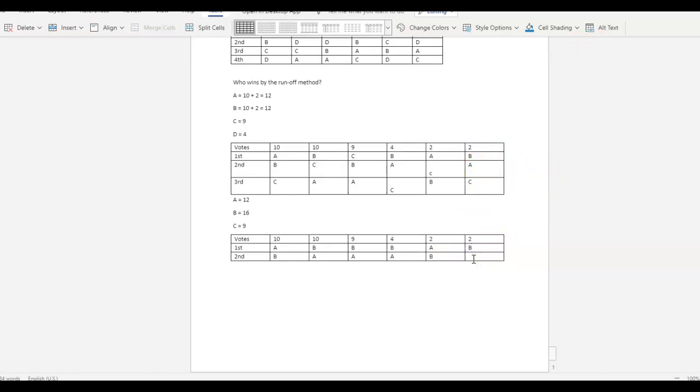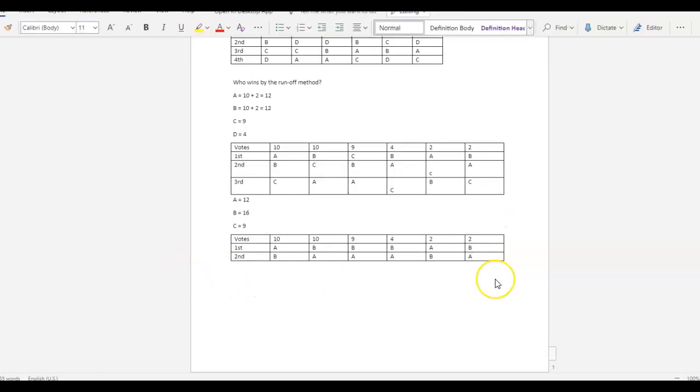Now, we can probably see which one's going to win already, but let's go ahead and count them up. A has these 10 and these 2. It's still at 12. On the other hand, B has gained more voters. So B has these 10, these 9, these 4, and these 2. So we have 10 plus 9 plus 4 plus 2, 19 plus 6, 25. B has won the instant runoff.